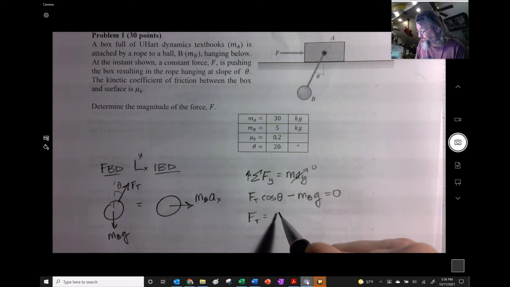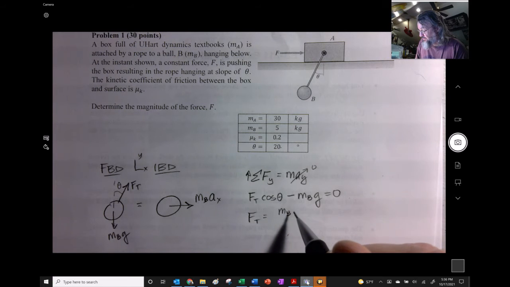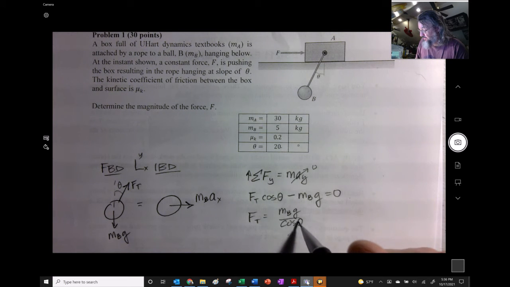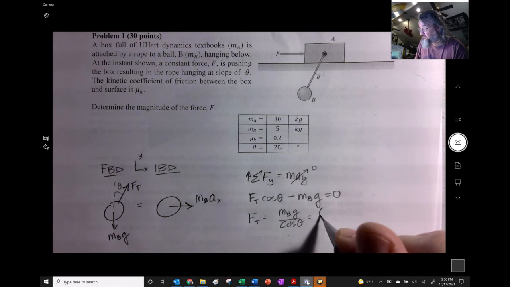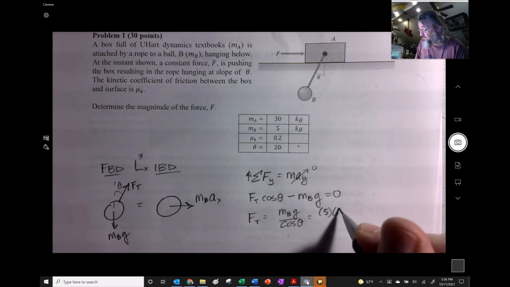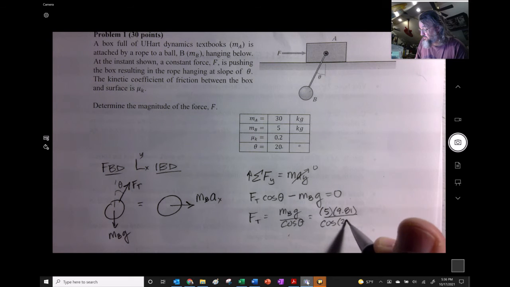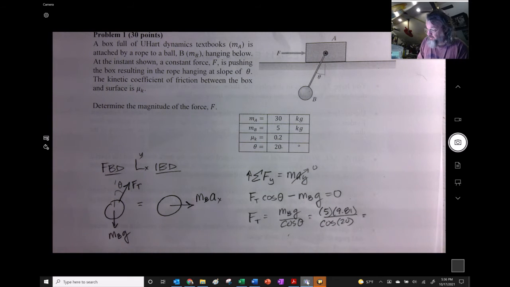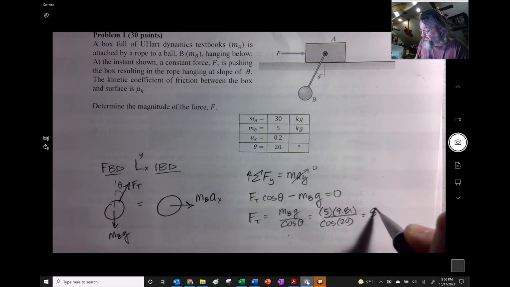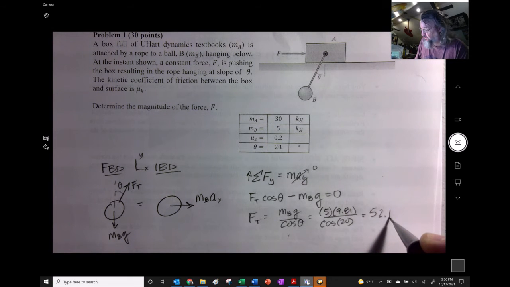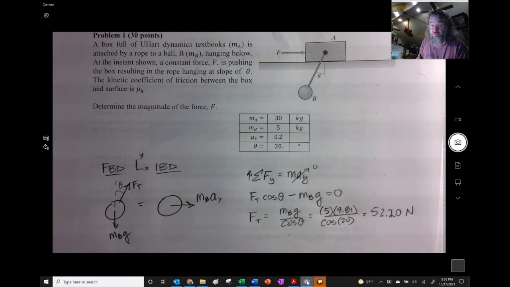So I take MB g over cosine of theta, where the mass of B is going to be 5, 9.81 is the acceleration due to gravity, cosine of 20 degrees. And now I have 9.81 times 5 divided by the cosine of 20. And I get that it's got a tension of 52.20, and those are in newtons.